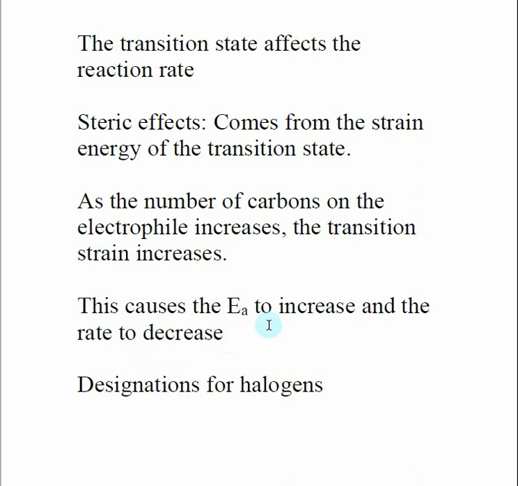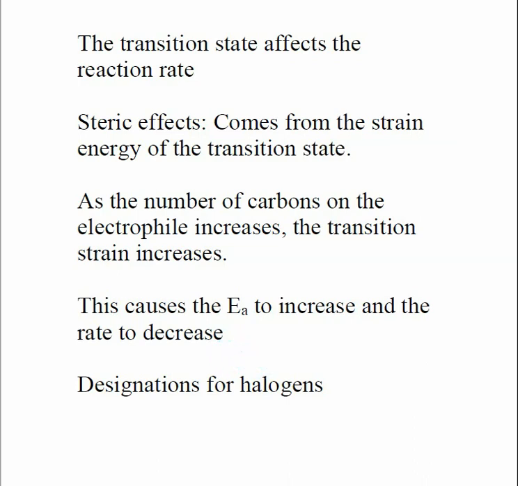So energy of activation represents an energy barrier that I've got to get over to go from reactants to products. Well, if that energy barrier gets larger, my rate decreases. So once again, this is something we talked about in 115, but this is really all that I want you to understand. As I start adding carbons onto my electrophilic carbon, the rate decreases. And we're going to find out this has an overall effect on our understanding.